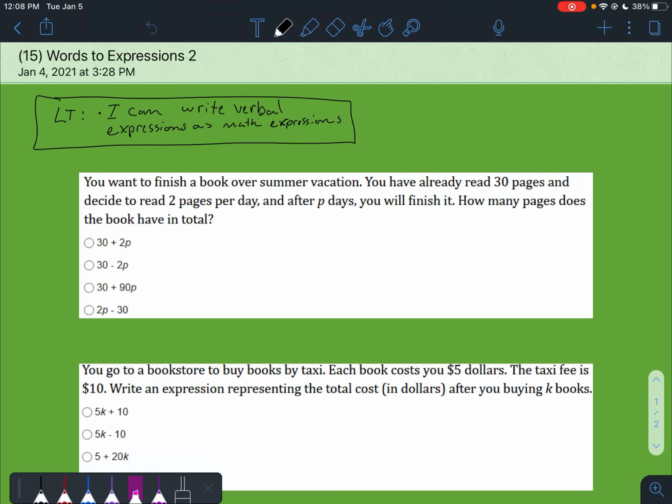Hi, and welcome to lesson 15. We're talking about words to expressions number 2. I can write verbal expressions as math expressions. So once again, we're taking these word problems and we're writing them as expressions here.